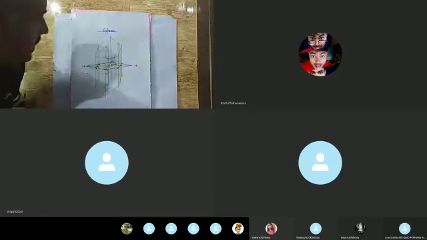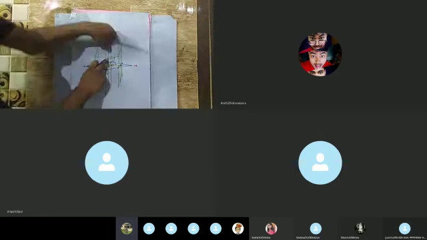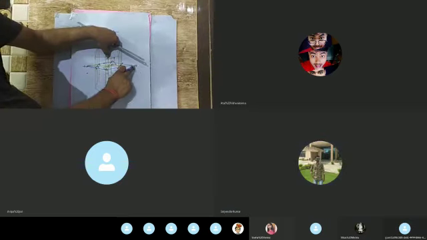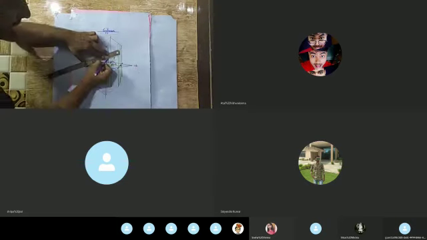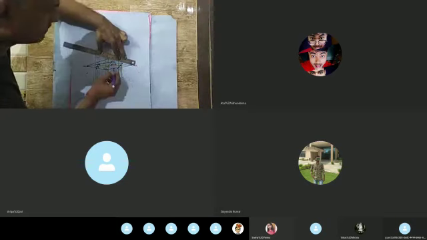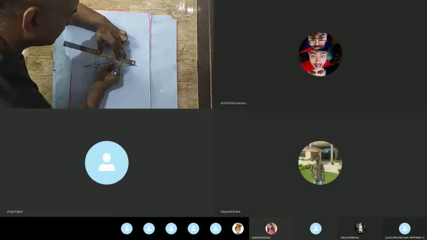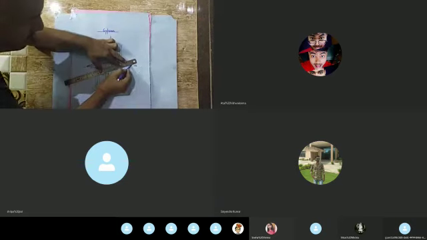After that, we will join plus C and minus C with plus B and minus B on both sides. So I am joining. This is plus B, join with plus C, and this is minus B. This is minus C.